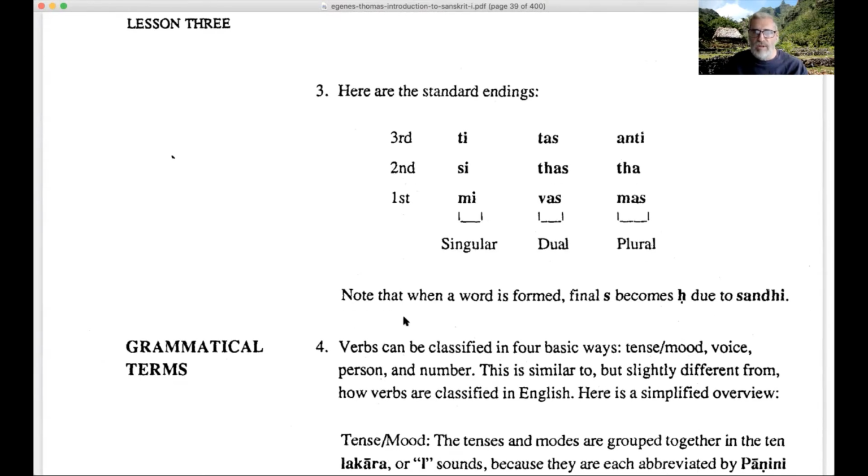Okay. Note that when a word is formed, the final S becomes visarga due to sandhi. This is called internal sandhi. When an ending is added to a word, it becomes a full word. Here we've got a verbal stem and we're adding an ending to it. We're making a full word out of it, right? So internally within a word, that's called internal sandhi. Between two different words in a sentence, that's called external sandhi. So these are rules for combining letters that sit next to each other, inside words and outside words.